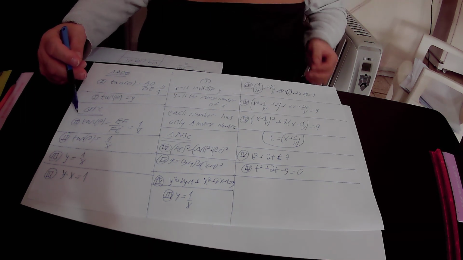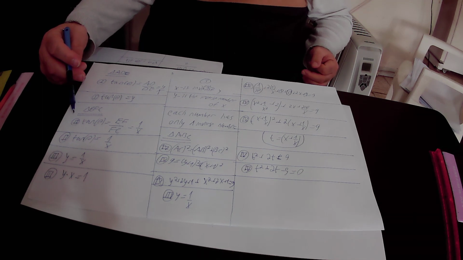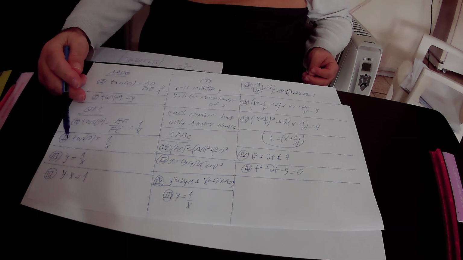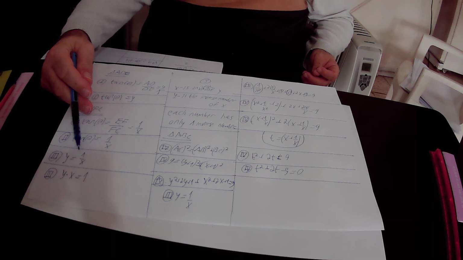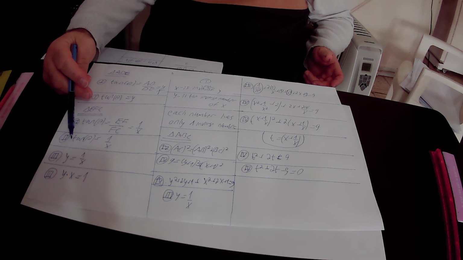Then we created equation number 3, which states that tangent theta according to equation number 1 must be equal to tangent theta according to equation number 2. Tangent theta according to equation number 1 is y, and it must be equal to tangent theta according to equation number 2, which is 1 over x. So according to equation number 3, we got that y equals 1 over x.